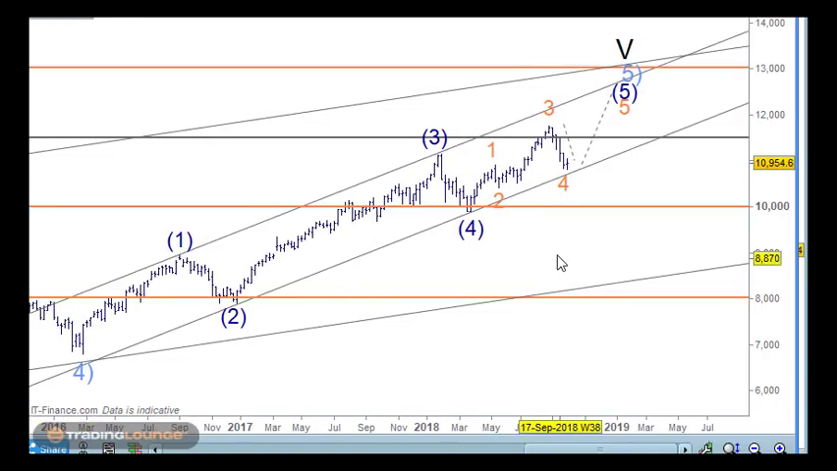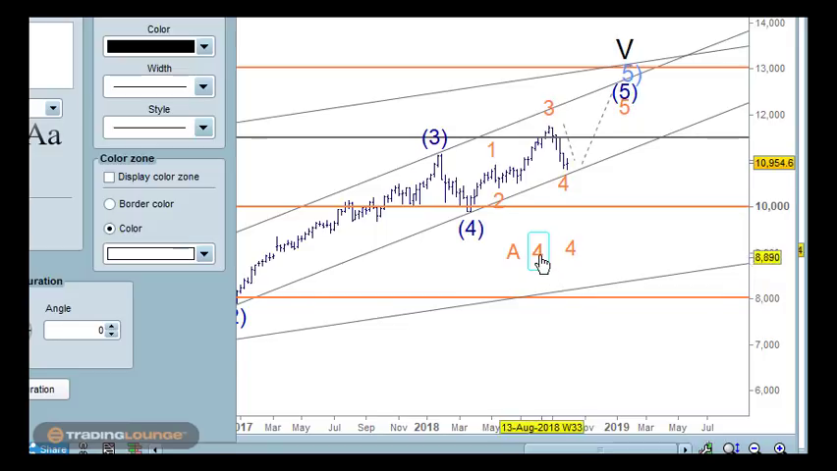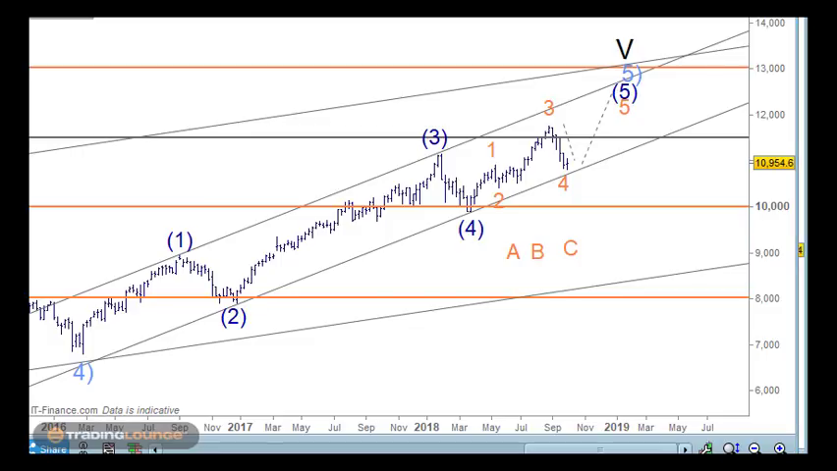If I can just copy these here, it's easier to work on this one rather than the daily chart because it's a little bit tighter in here, just for the ideas anyway. So the other way to look at this as well is to look at wave 4 over here and then look at this as an A wave here, a B wave up here, and then a C wave down here as an expanded flat correction.